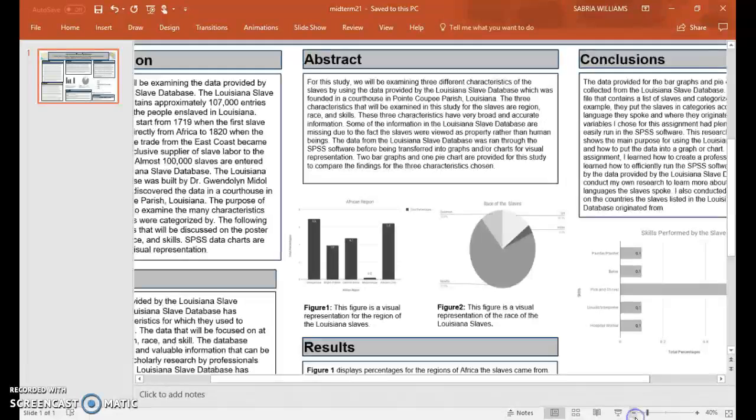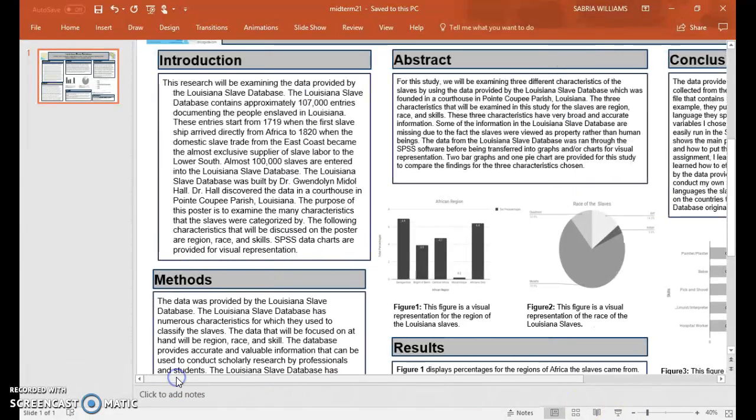So the Louisiana Slave Database, just to give you a more fluent background, was broken up into plenty of characteristics for the slaves. Some slaves are categorized by region, race, religion, the skill they performed, whether or not they were crippled or injured.